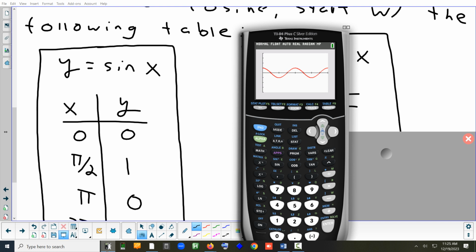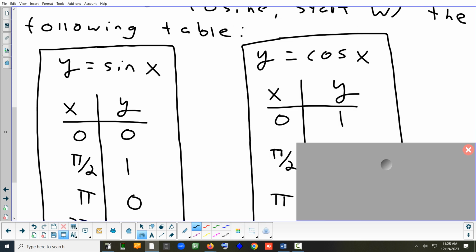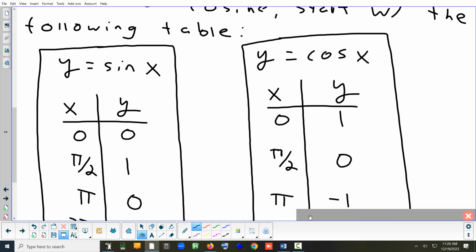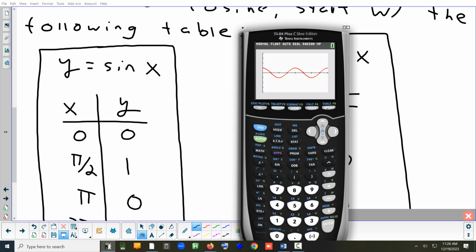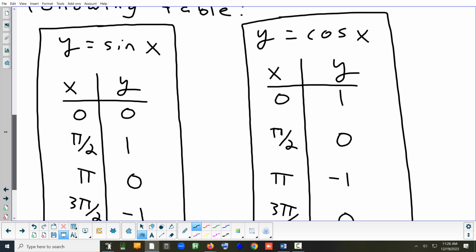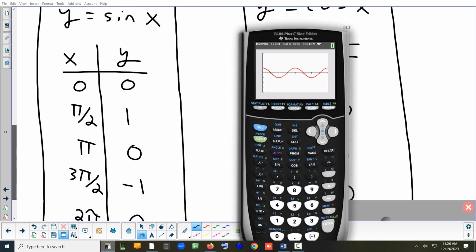We're using radians. What's the coordinate of the next point on that red graph? Pi over 2, comma, 0. Yep. And then when we're at pi, that's the halfway point in the first cycle, what's the y value? Zero. So pi, 0. How about the 3/4 mark? 3 pi over 2, comma, negative 1. Sorry, I don't know why I said 0. And how about when we get back to 2 pi? Right there. Yeah, we're back at 1.